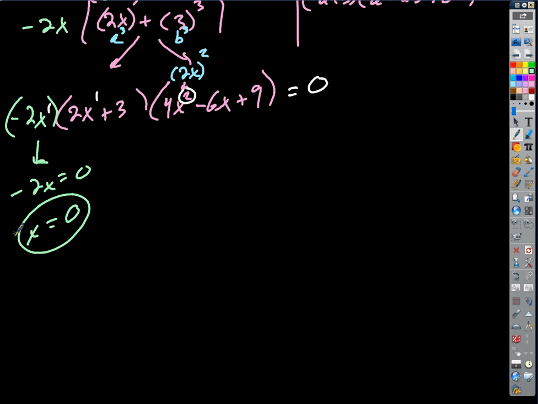Wait, so did that just give one solution, right? Okay, what if we set this one equal to 0? If I set 2x plus 3 equal to 0, what are the two steps to solve for x?